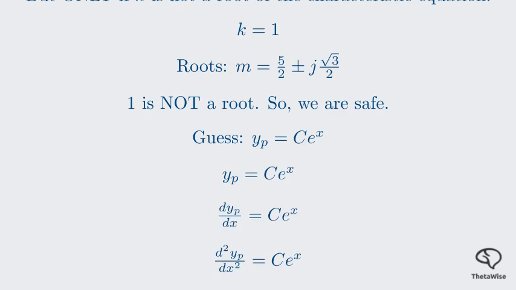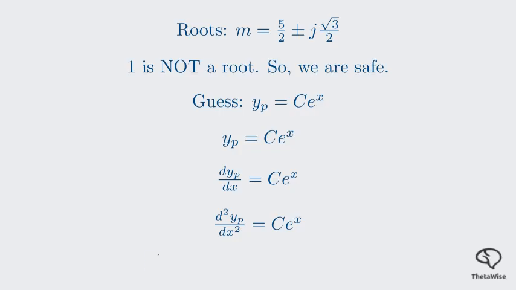d squared y over dx squared minus 5 dy over dx plus 7y equals e to the x. We replace the y's and their derivatives with our guess. This gives us c e to the x minus 5 times c e to the x plus 7 times c e to the x all equals e to the x. This is the crucial step of substitution.